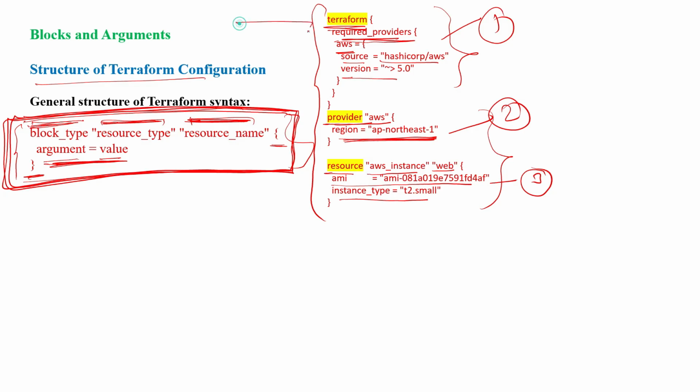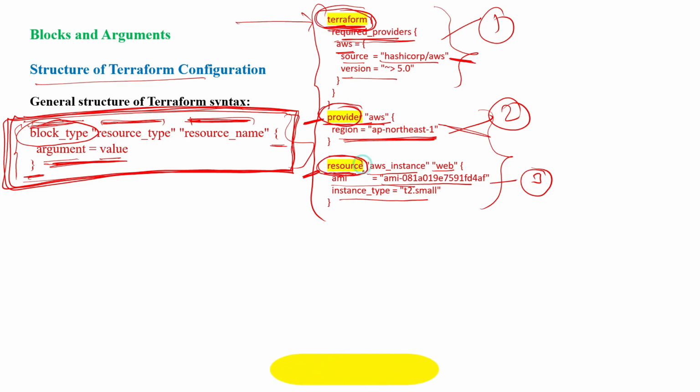The first block name is Terraform, and this is to define which cloud service provider you are going to use, so that it will download the corresponding connector or plugin. Then we defined a new block for the provider. And third, we defined a resource, and inside the resource we define the AMI information. Now you can see the block types. The first block type is Terraform, the second block type is provider, and the third block type is resource. So we define different block types.